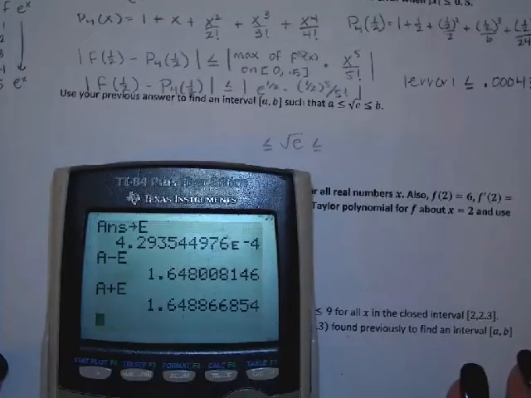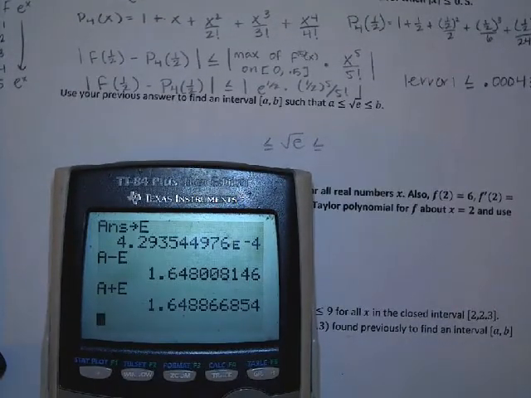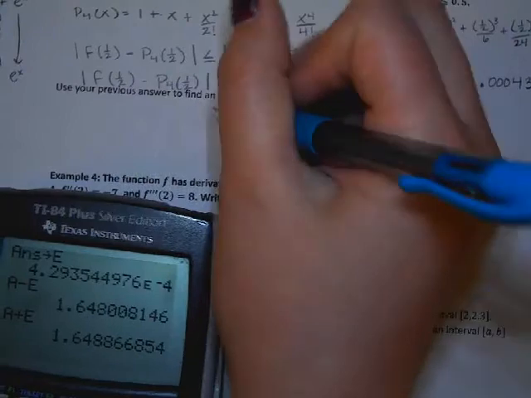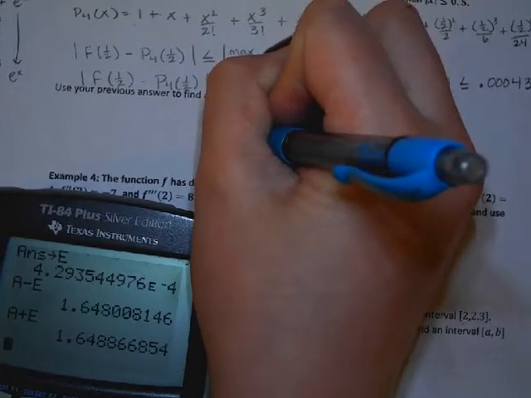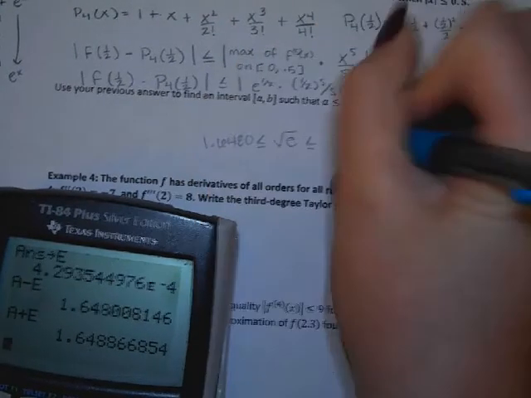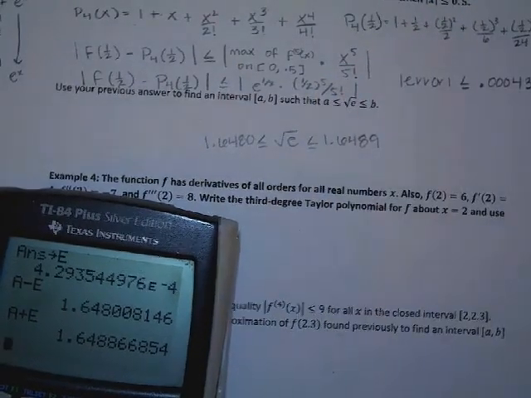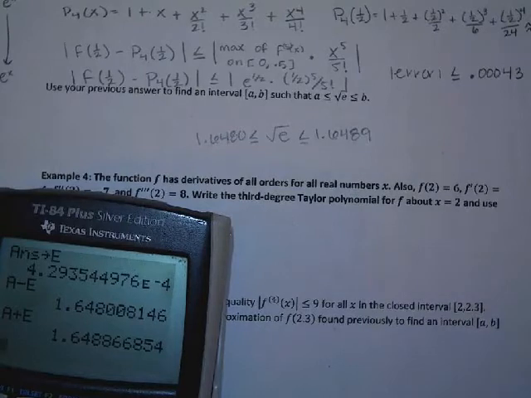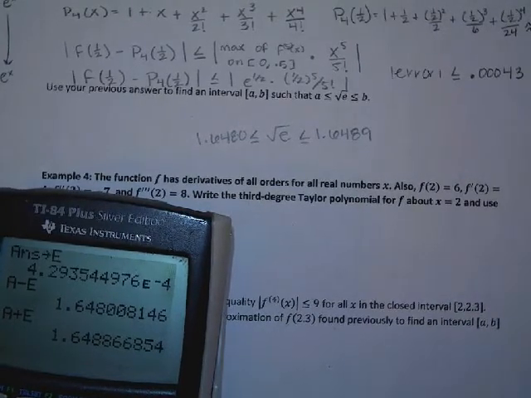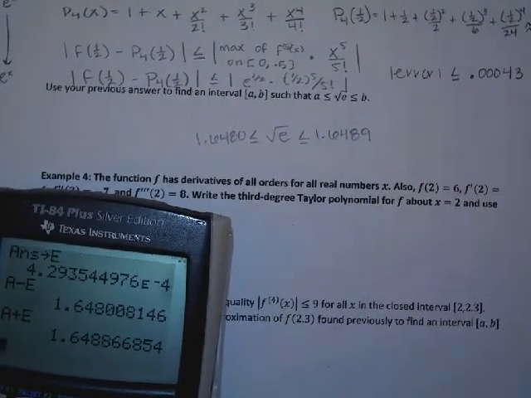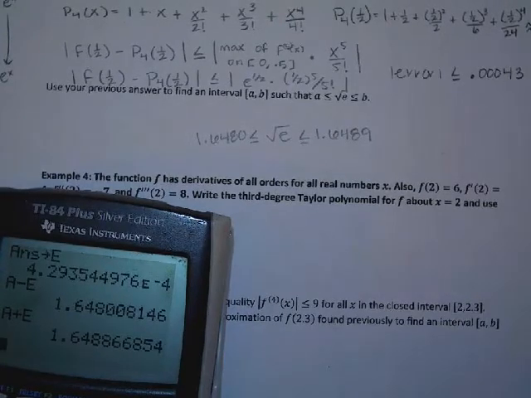Should we do 3 decimals or 4? What do you guys think? 4. 4, because 3 would be silly. I would do 5. I would just love to see somebody do 3 decimal places and just not even notice that the answer is ridiculous. Somewhere between 1.648 and 1.648.